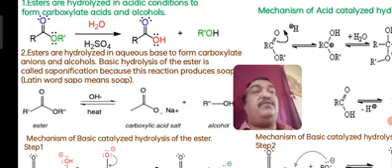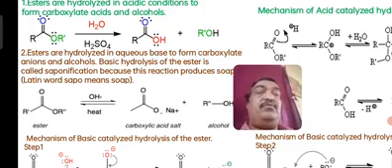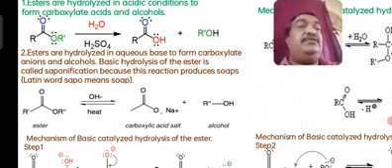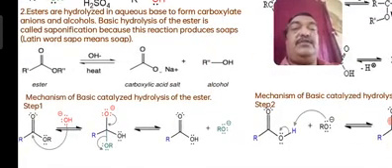with formation of alcohol and carboxylic acid. But when the ester is hydrolyzed by base, there is a formation of acid with salt, that is sodium or potassium salt of carboxylic acid plus alcohol, that is formation of soap, and this reaction is considered as saponification. Okay, so the mechanism of this particular second one is shown here.